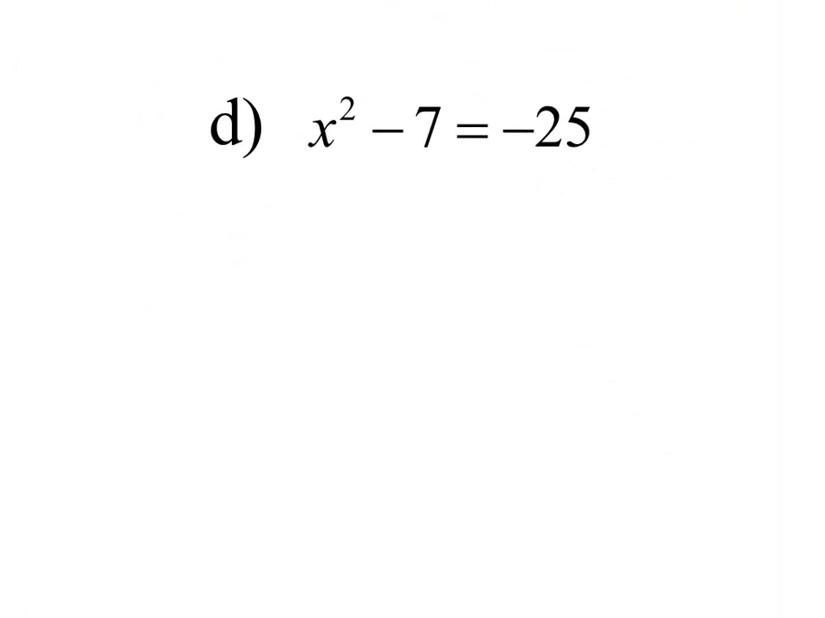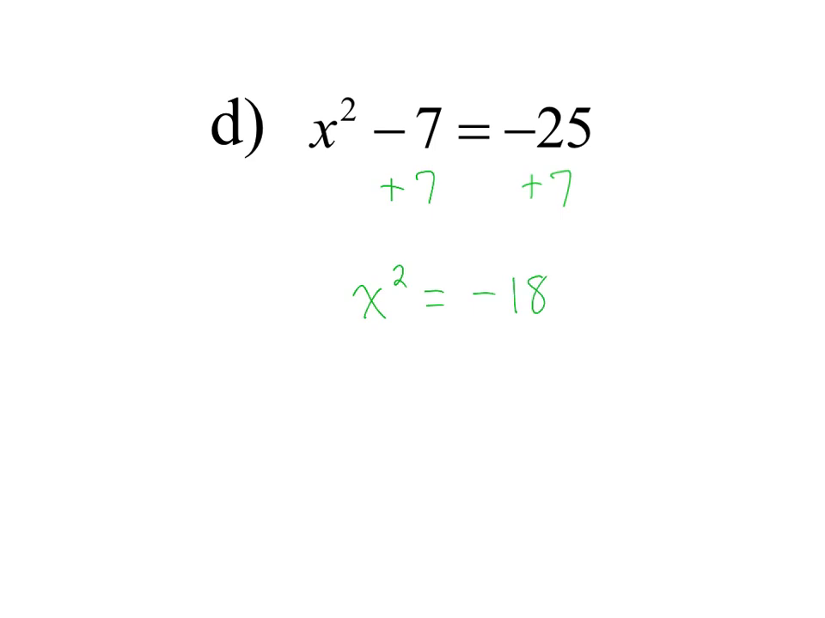All right, in D, I kind of threw you a curveball here. This one's going to come out to a weird result, but let's go through this together first. Is the x squared alone on one side right now? It is not. How do we get rid of that minus 7? We're going to add 7 to both sides. So we're going to get x squared equals negative 25 plus 7, which is negative 18.